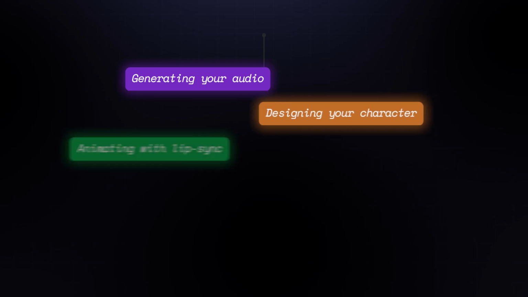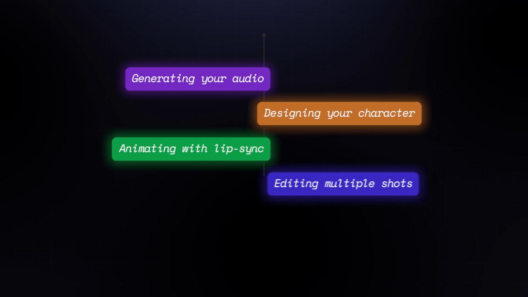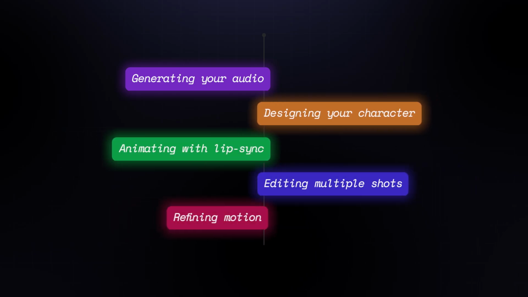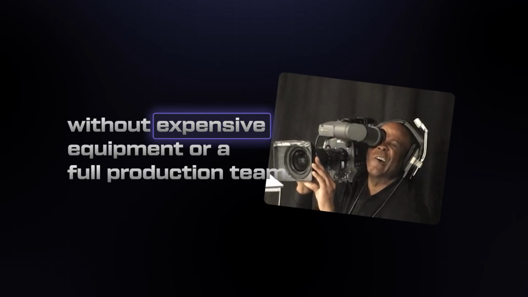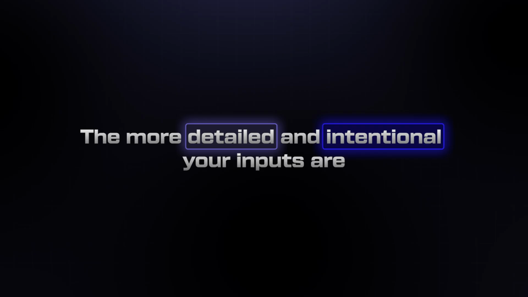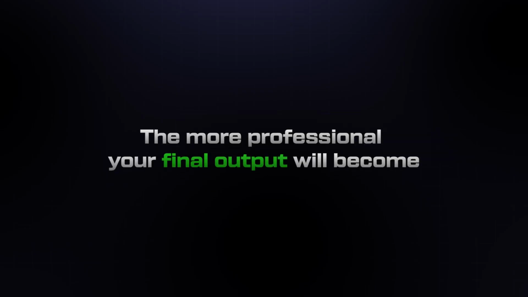And that's it. You've successfully gone from idea to a complete music video. From generating your audio, designing your character, animating with lip sync, editing multiple shots, and refining motion, you've basically built a complete music production pipeline without expensive equipment or a full production team. Now it's your turn to experiment, improve your prompts, and create even better visuals and sound as you get more comfortable with the process. The more detailed and intentional your inputs are, the more professional your final output will become.